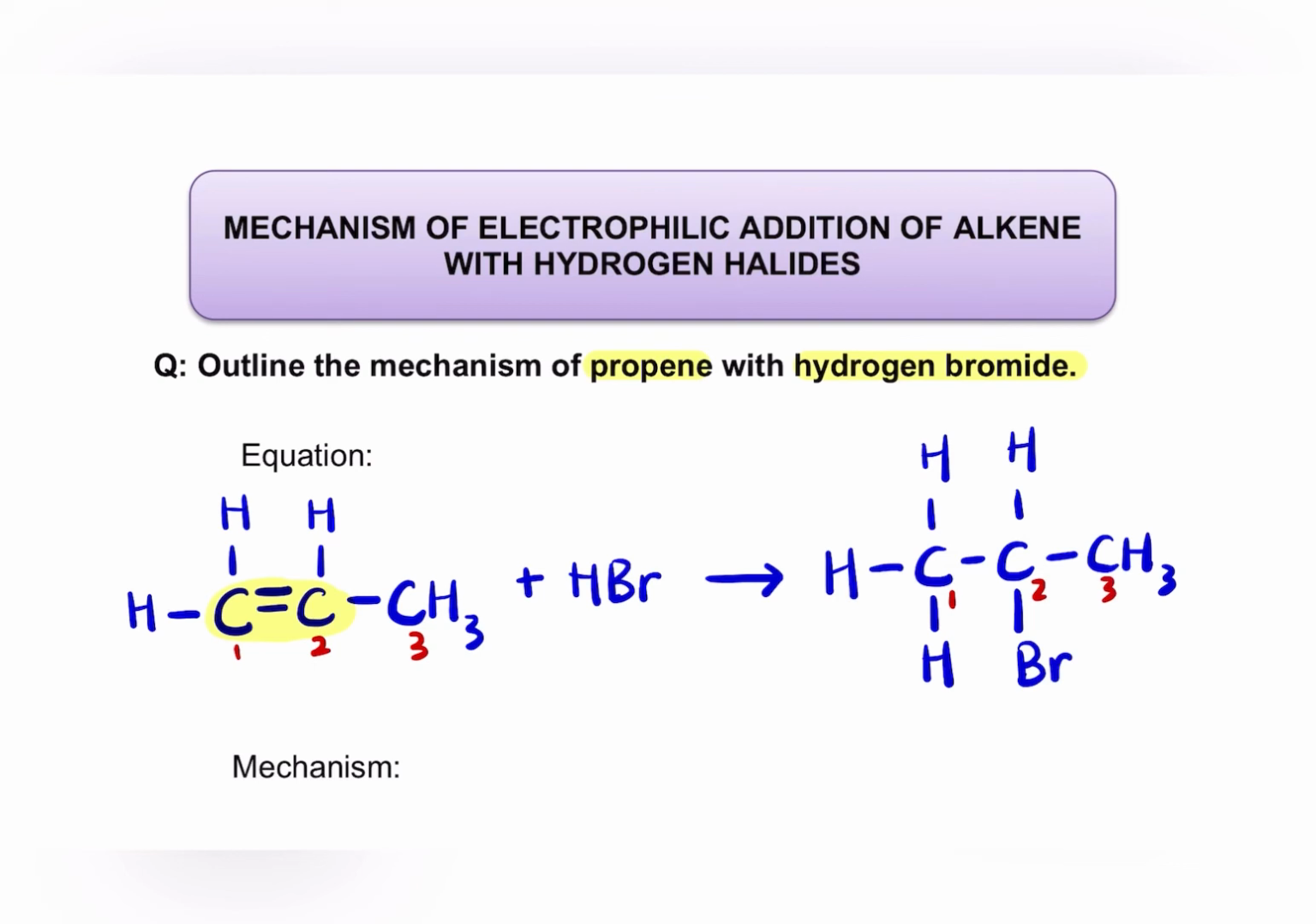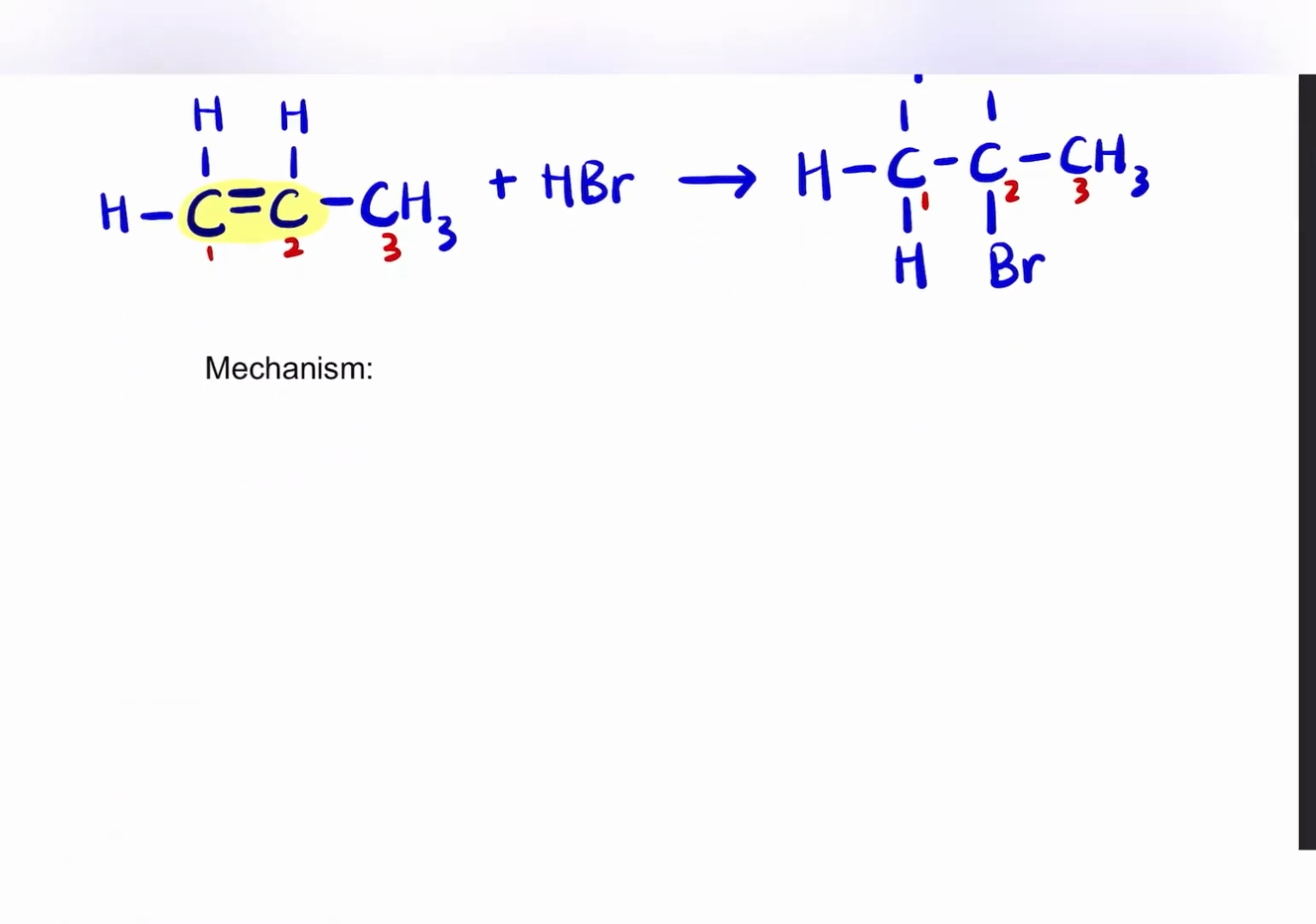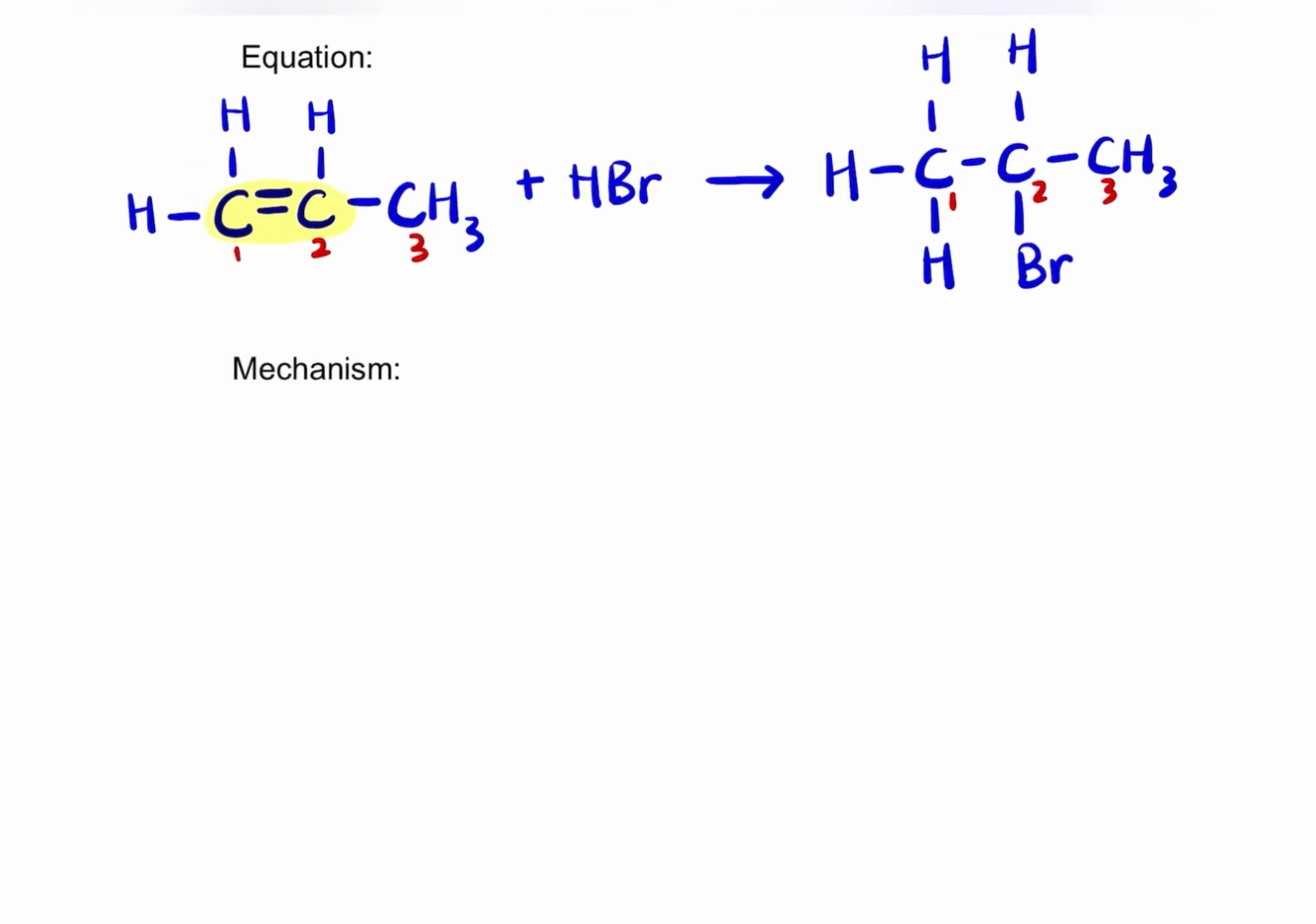So right now I'm going to show you how to do the mechanism for this one. The mechanism must be in one straight line for this step. It's different from free radical substitution, where you have different steps, but right now you have to put it in one line. So the first step, you are going to form the carbocation.